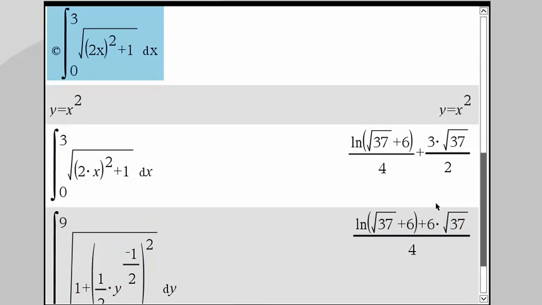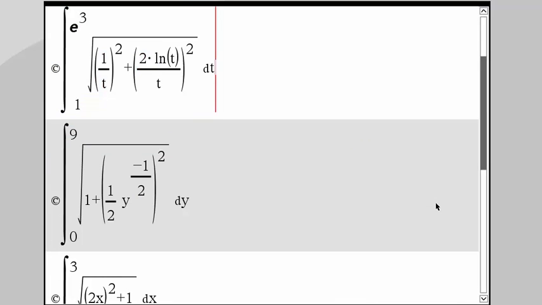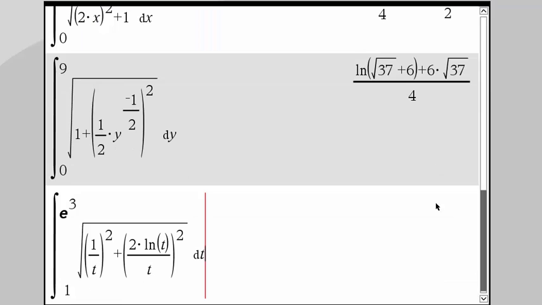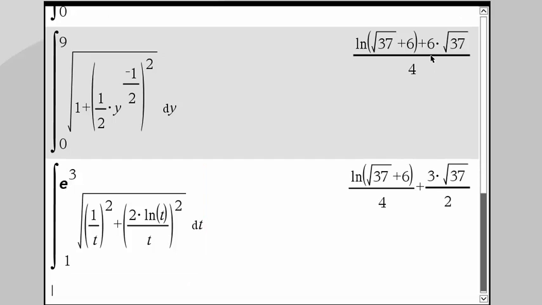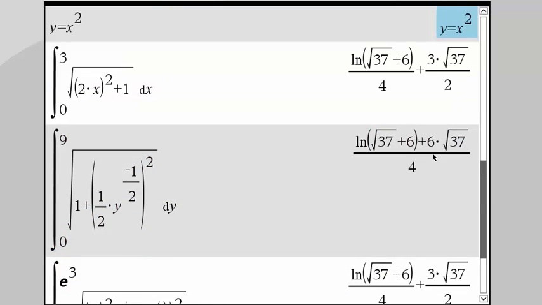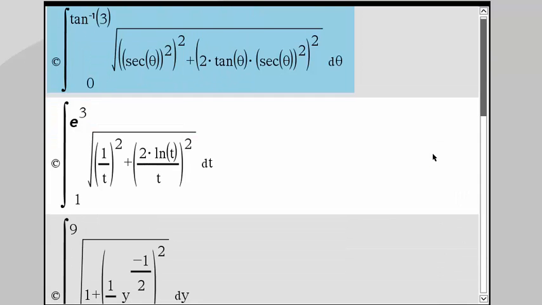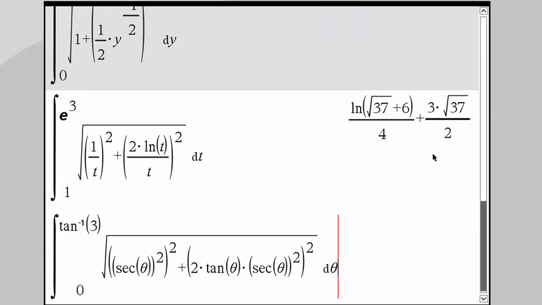What about our parametric version? All right, so parametrically, we had dx dt was 1 over t, dy dt was 2 log t over t, and our bounds are now going from 1 to e cubed, which gives exactly the same answer again. So it didn't matter whether I thought of the curve parametrically, or in terms of x, in terms of y, or if I thought of it parametrically, x in terms of y, y in terms of x, it's all the exact same curve.